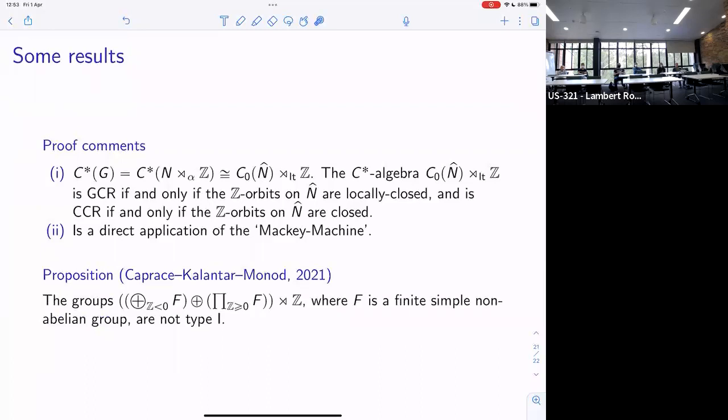I'll just comment briefly on the proof of this result. The group C-star algebras of these groups are isomorphic to what we call a crossed product C-star algebra. And by fairly advanced crossed product C-star algebra theory, it turns out to be the case that the C-star algebra is GCR if and only if the Z orbits of the action of Z on the unitary dual of N are locally closed, and the C-star algebra is CCR if and only if all the orbits are closed.